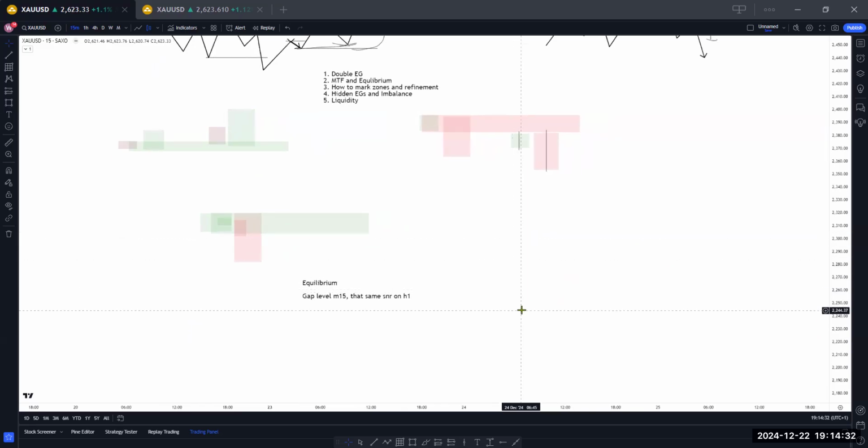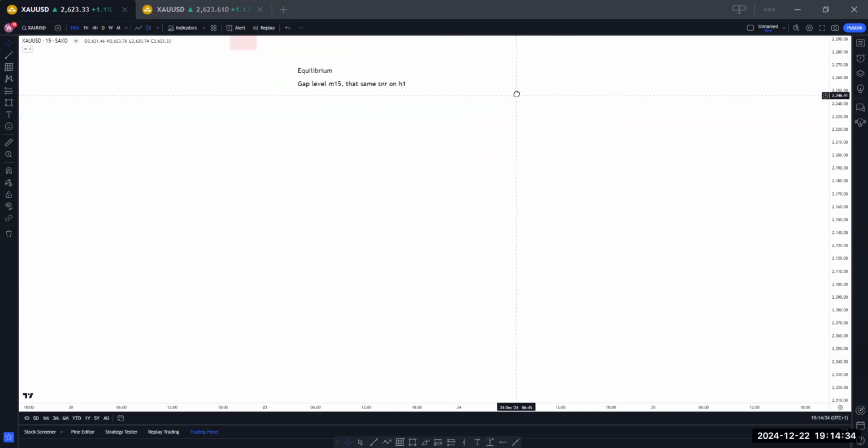Now, to hidden edges and imbalance. These two, they will literally save you. Hidden edges and imbalance. With this, can we trade without equilibrium? Yes, you can. You don't have to see equilibrium to trade. The reason why I'm mentioning all these things is they reinforce whatever you are thinking concerning your trade. So you're asking yourself, remember what I said?